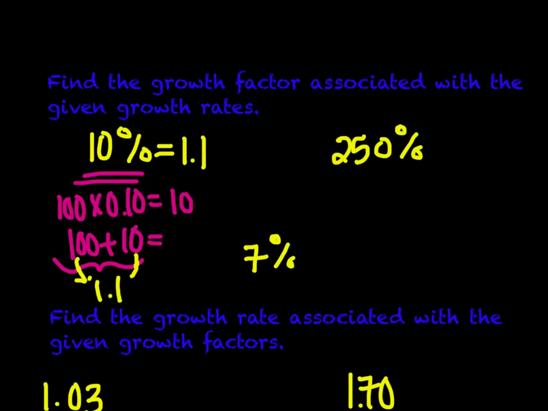Let's look at this 250%. First of all, we need to put this in some sort of a decimal. We can move this decimal over 2, so we get 2.5. And now let's think, what is 250% increase on $100? So if we have $100 times 250%, we get $250.